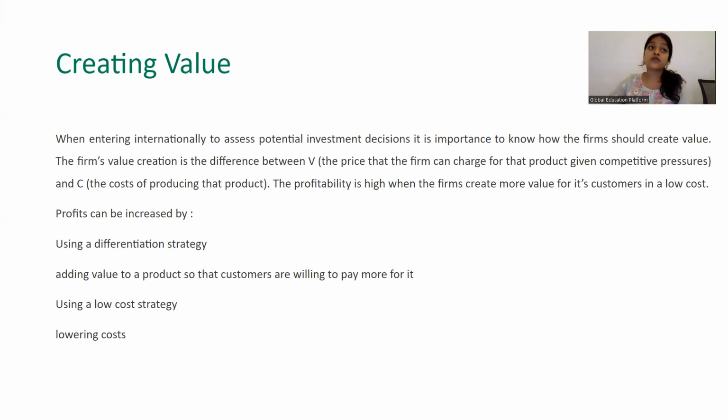So customization is also one of the very important elements when it comes to creating value or charging higher prices, which in turn would result in profits. Also lower cost strategy, and then lowering costs. So either it has to be a differentiation strategy, where you have a unique selling point, you are adding more value, or customizing your products and service according to the demands of the consumers, and then using a low cost strategy, and then finally reducing your cost. So through this, your profits could be increased, right? So these are the main points here.